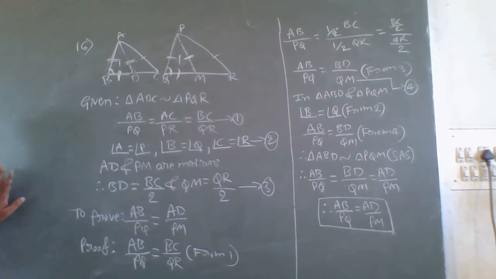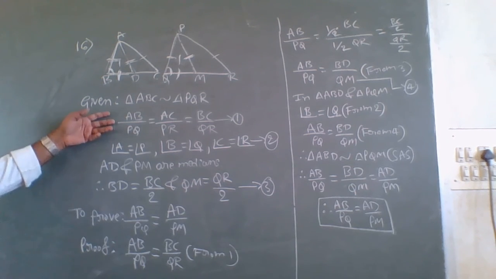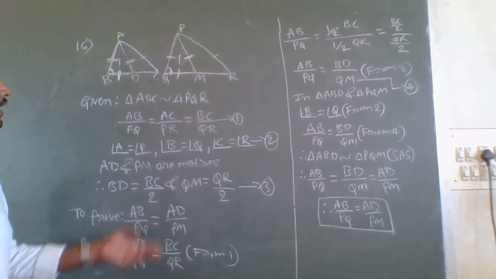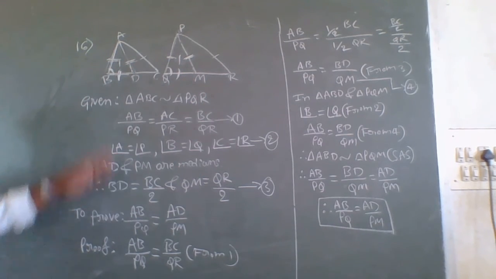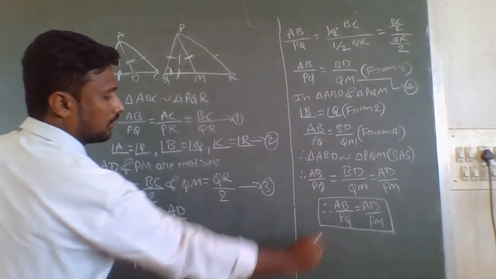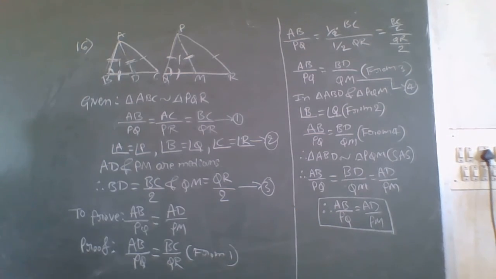Here we have not done any construction, so directly we can write proof. Therefore, here AB by PQ is equal to BC by QR, and I will consider these two triangles are similar, and we can get the answer as AB by PQ is equal to AD by PM, because those two are corresponding sides. So don't forget to write all these things in all the problems. Don't write directly the proof; write given, to prove, then construction, and after that proof.